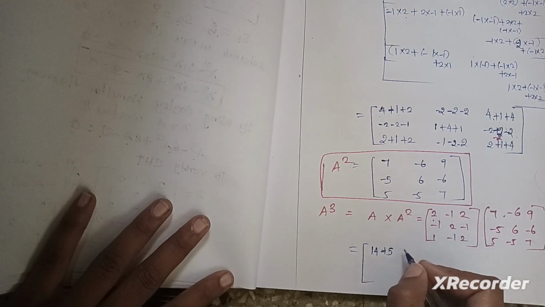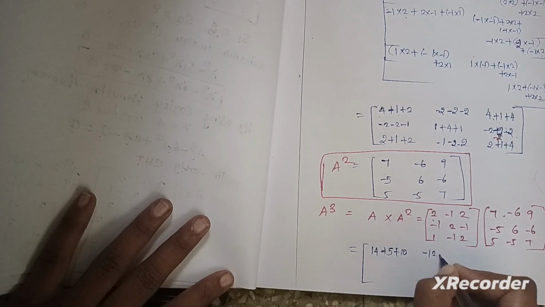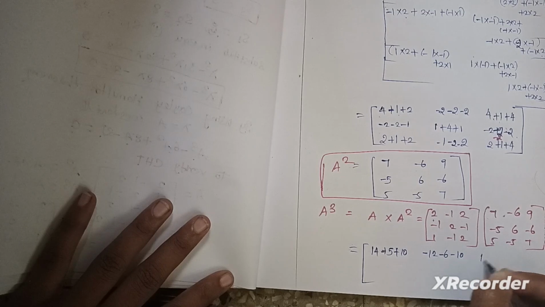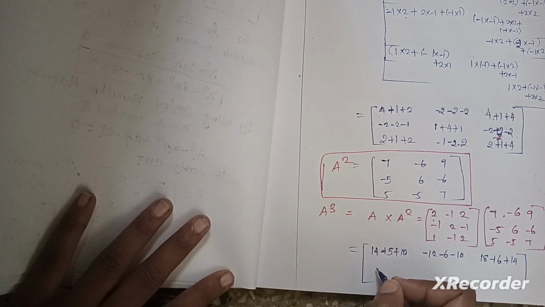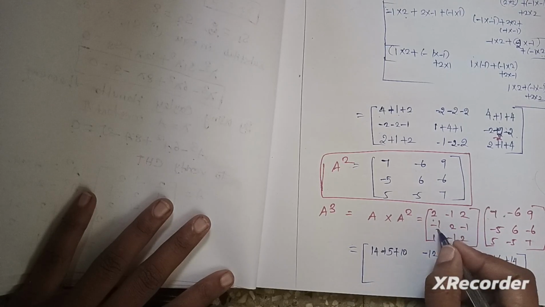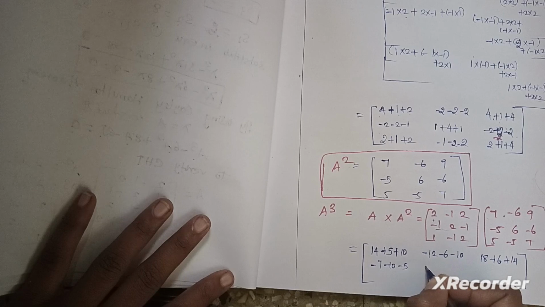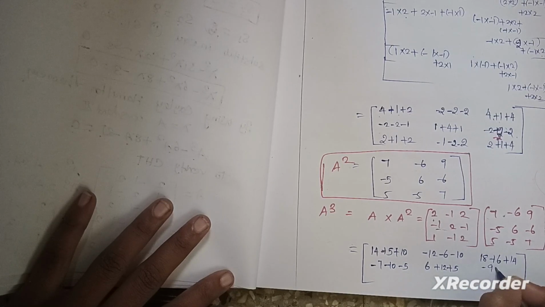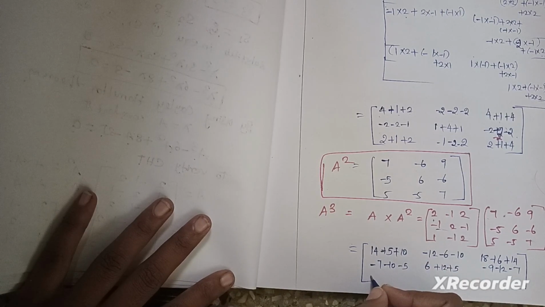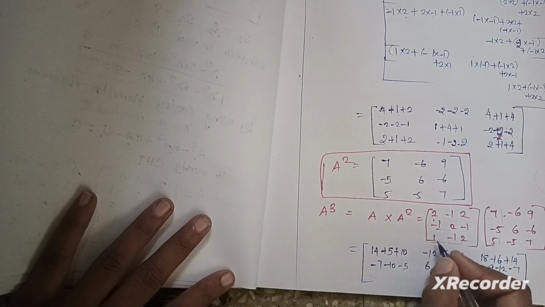2 into 7 is 14, plus 5, 5 into 2 is 10, plus 10. Next minus 12 minus 6 minus 10. Next 18, minus 1 into 6 is minus 6, plus 6, 2 into 7 is plus 14. Next, this row and this column: minus 7 minus 10 minus 5 plus 6 plus 12 plus 5, minus 9 minus 12, minus 7. Next, 1 into this column and this row. This row and this column, sorry.